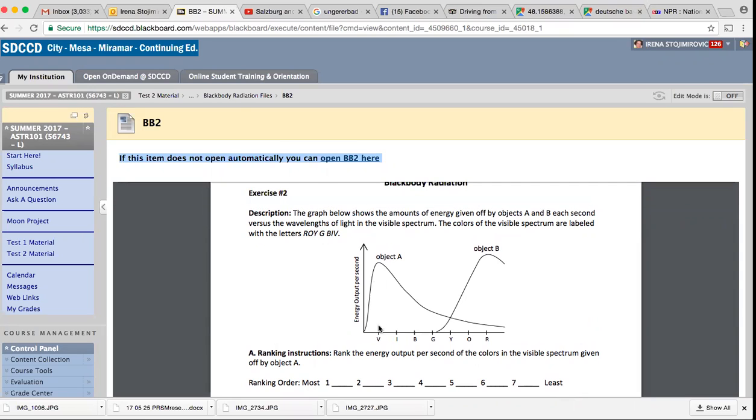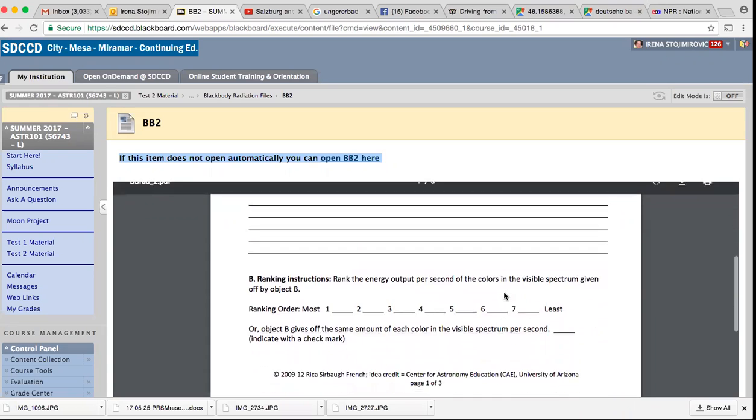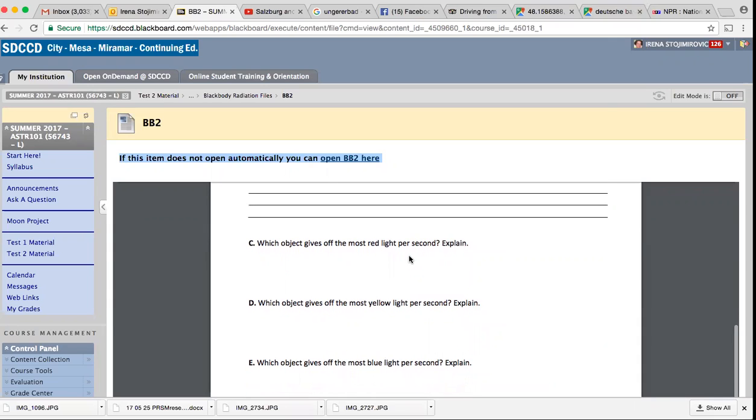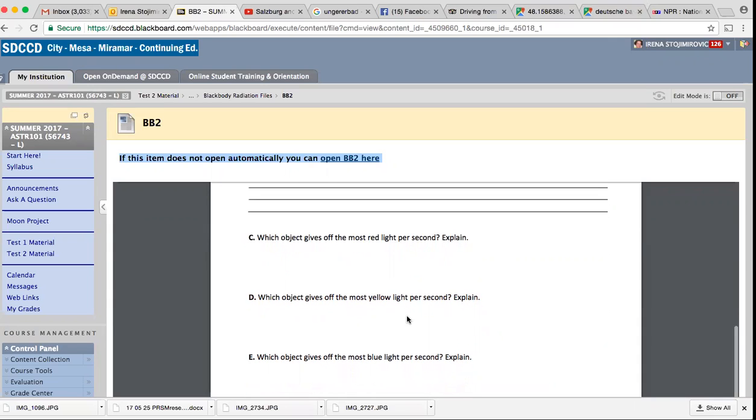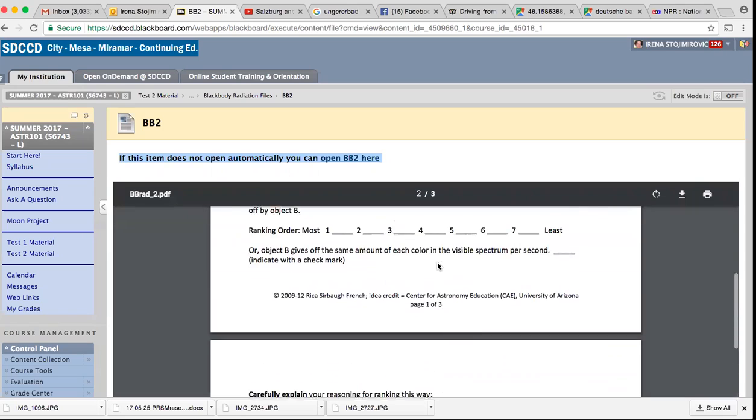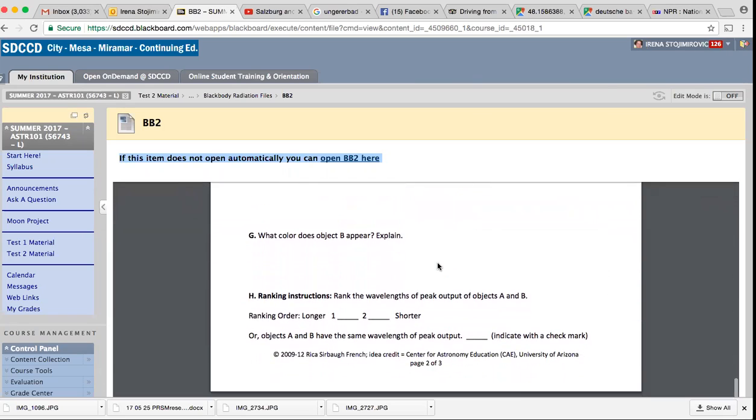For object A, it starts at violet. Exactly. And then goes down through red. Exactly. And for object B? It's the opposite. Good. Do you want to go through this C, D, E? Well, I think they're all pretty obvious. Pretty obvious, I agree. But the harder ones are now this one.